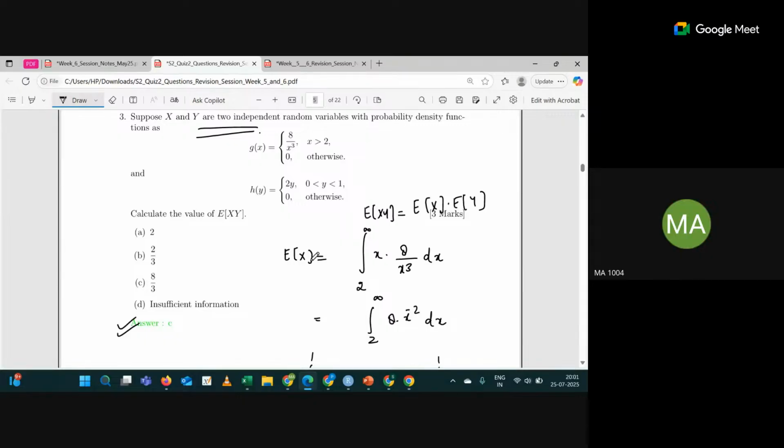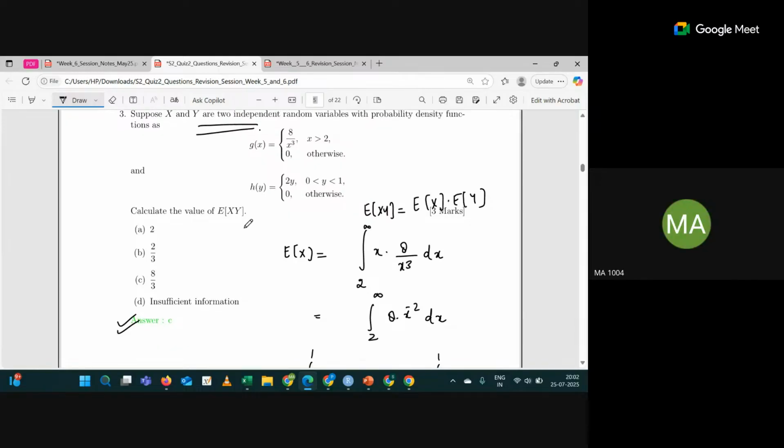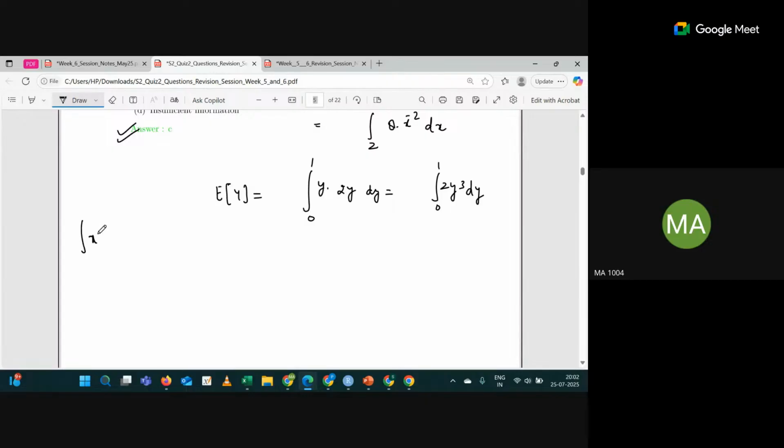Those who have done it already can solve it. It becomes 8 x power minus 1 divided by minus 1. So it becomes minus 8/x. It's not 8/x cube. No, 8/x cube, right? Minus 2 plus 1 is minus 1. If I apply the formula, the integral of x to the power n dx is x to the power n plus 1 divided by n plus 1, right? Yes, sir, but I want the minus 1, it is there in the negative part.